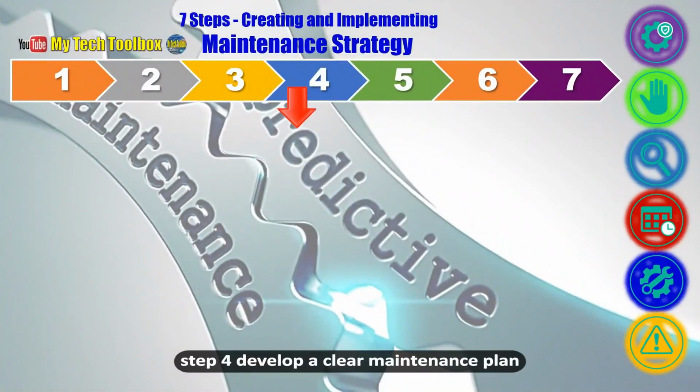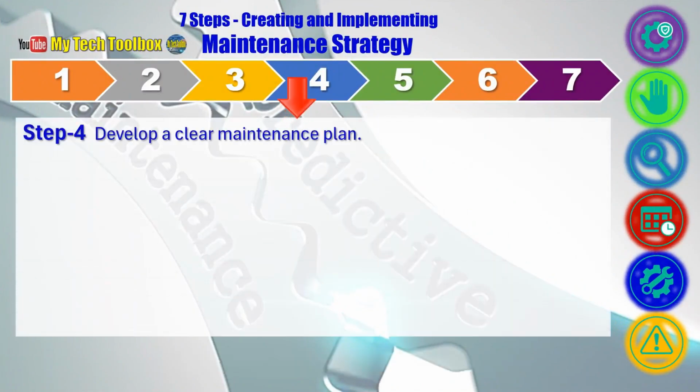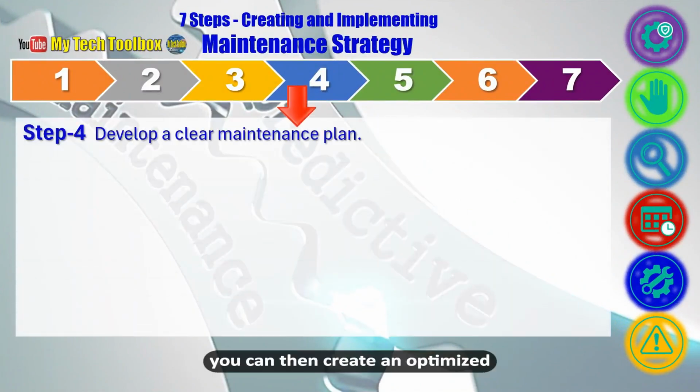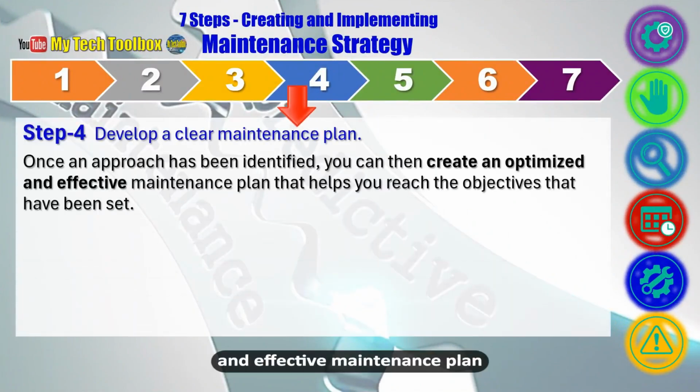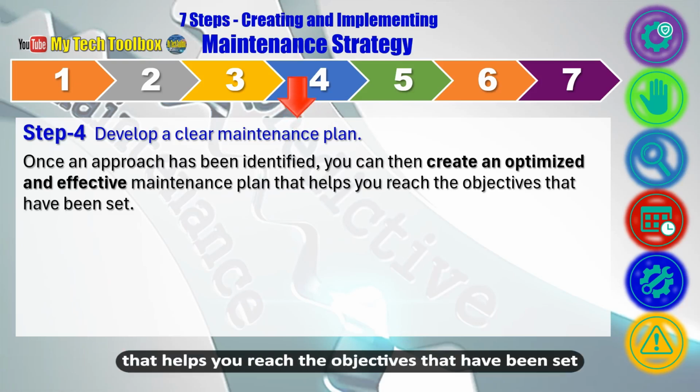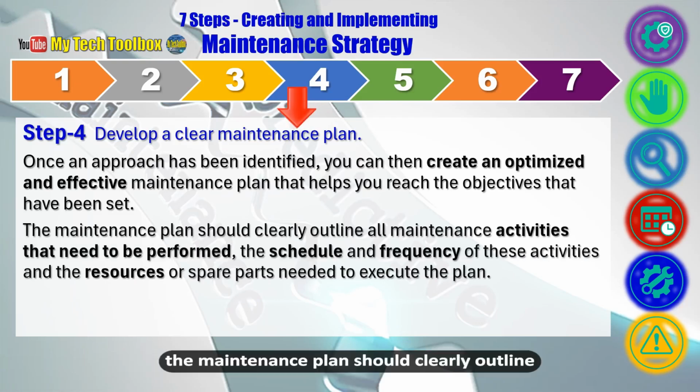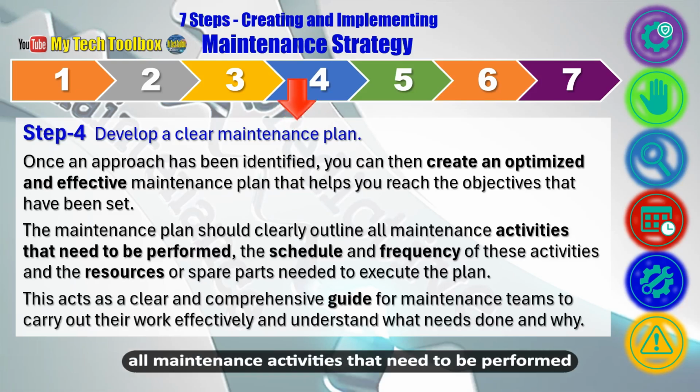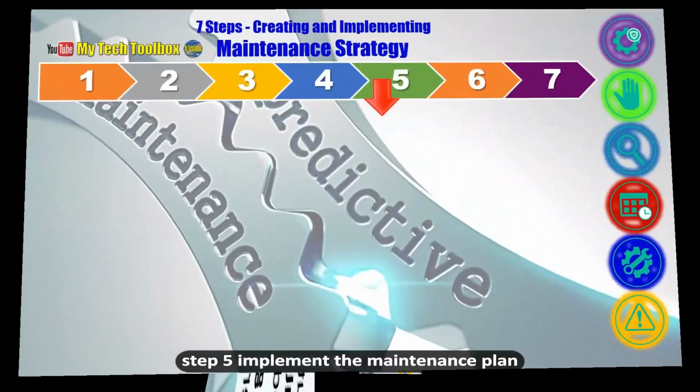Step 4. Develop a clear maintenance plan. Once an approach has been identified, you can then create an optimized and effective maintenance plan that helps you reach the objectives that have been set. The maintenance plan should clearly outline all maintenance activities that need to be performed, the schedule and frequency of these activities, and the resources or spare parts needed to execute the plan. This acts as a clear and comprehensive guide for maintenance teams to carry out their work effectively and understand what needs done and why.